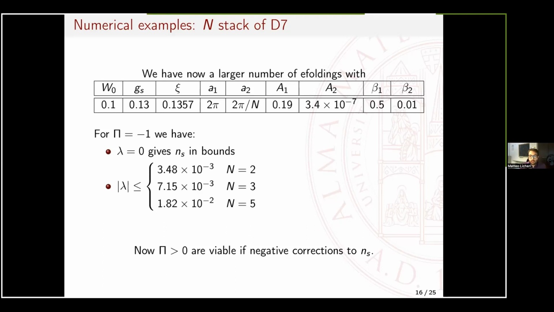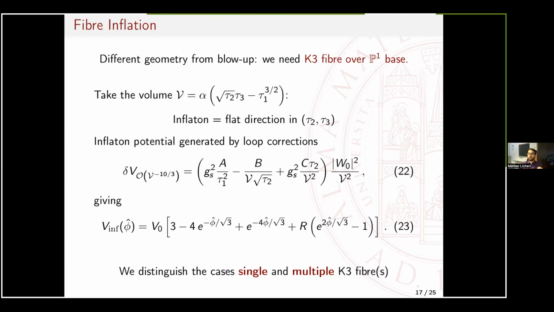Let me say that I will come back to this later. We have considered that loop corrections to the blow-up potential are suppressed because we chose string coupling low, and this could be something to check later. I will come back to this in the conclusion. Let me now first talk about fiber inflation.